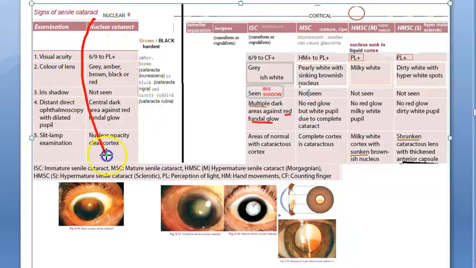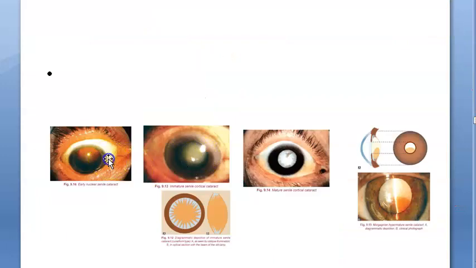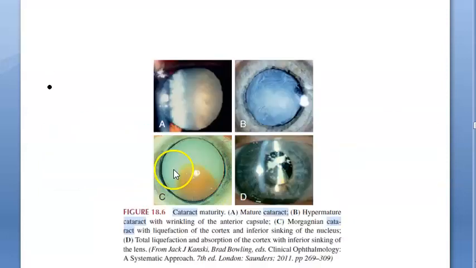So in senile cataract, you can have nuclear or cortical. In the cortical one, they have incipient, immature, mature, hypermature, or Morgagnian cataract. Then you have sclerotic cataract, etc. These are all senile. This one is early nuclear cataract. This one is immature. This one is mature. This is hypermature. So this is mature. A is mature cataract, right? Then this one is hypermature. This one is Morgagnian. You can see the nucleus has gone down. And this is saying some total liquefaction.